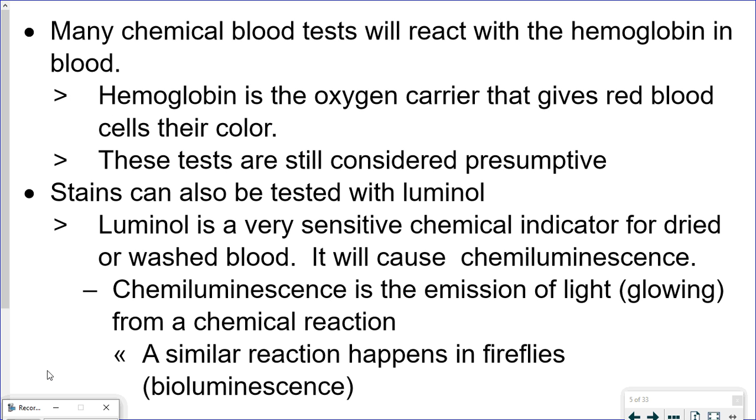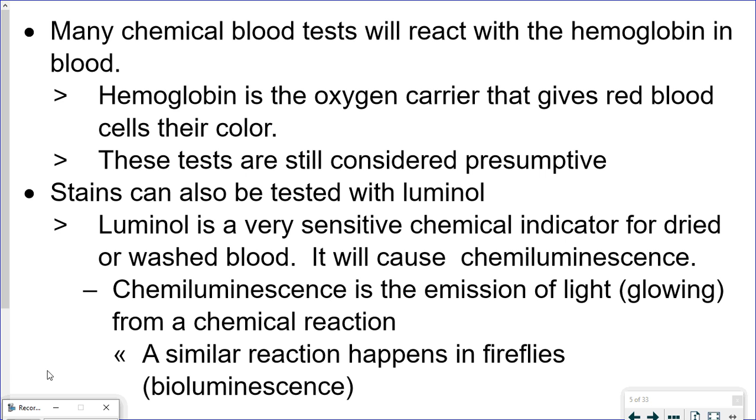So a lot of chemical blood tests can be done as those presumptive tests. All of these are going to react with the hemoglobin in blood. So hemoglobin is the oxygen carrier that is what gives red blood cells their color. But yet again, these tests are still considered presumptive because those chemicals may react with other substances as well. Even if you don't have fresh blood, if it's dried, stained, anything like that, you can still test it for blood.